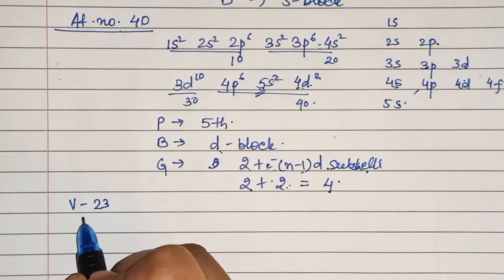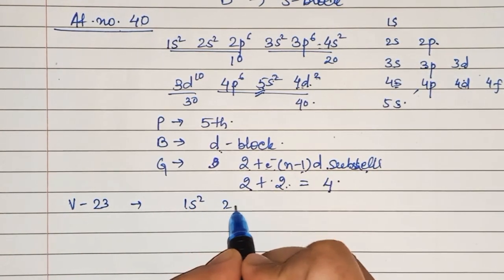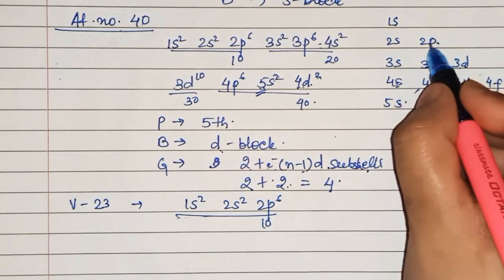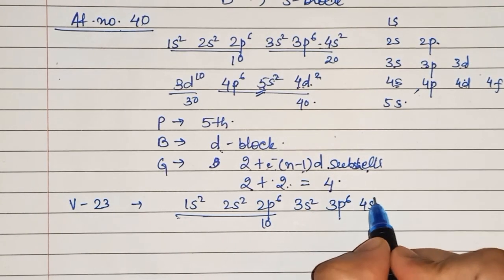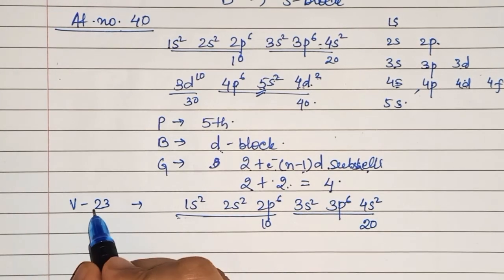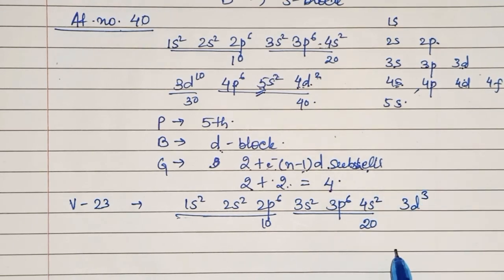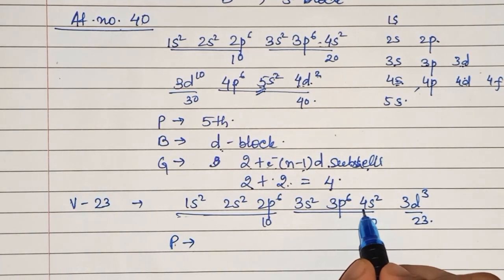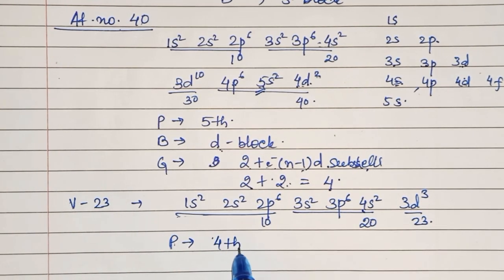One more example you can take here: vanadium, 23. See here: 1s2, 2s2, 2p6, till here it is 10, then 3s2, 3p6, 4s2, till here it is 20, 3 left, then 3d3. 23 we have reached here. Now again, the period is the highest value of n. You can see 4 and 3 here, so we will take the highest value, so it is the fourth period.